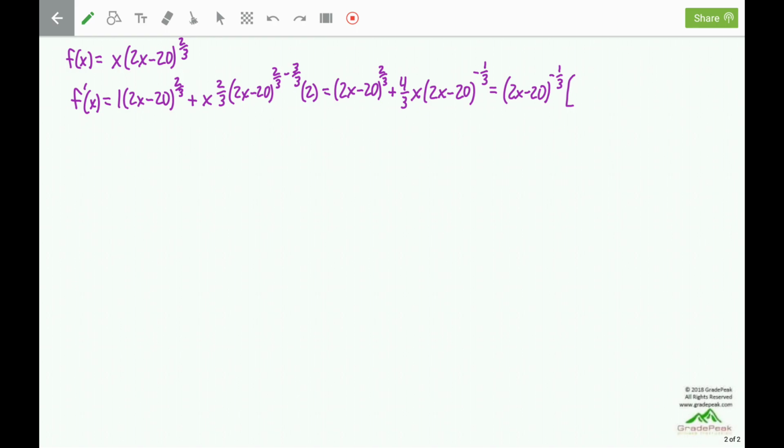Factoring is division, and division is subtraction of exponents. By factoring out a negative 1/3 power, we will be subtracting a negative 1/3, which is equivalent to adding a 1/3 power to each. So for this first one, 2/3 plus 1/3 will be 3/3 or 1. It'll become a power of 1, which is just 2x minus 20. Adding a 1/3 to this one, negative 1/3 plus 1/3 is 0, and anything raised to the 0 is a 1. So we have 2x minus 20 plus 4/3 x left over.